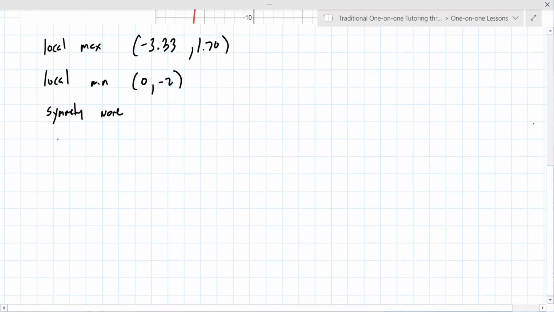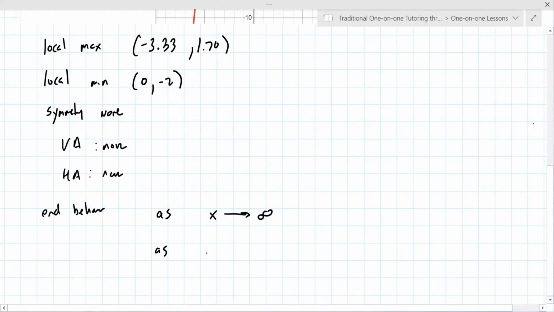So let's see here. Vertical asymptote, none. Horizontal asymptote, none. It does have end behavior. So I like to write it this way: as x goes to infinity, as x goes to minus infinity.